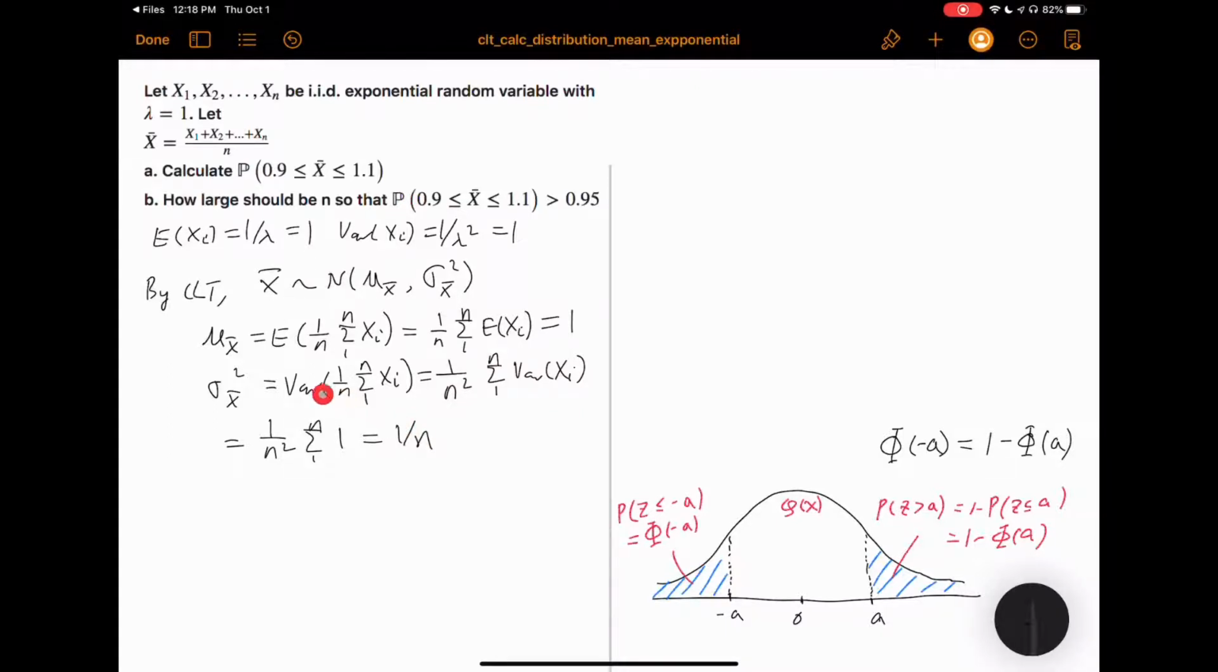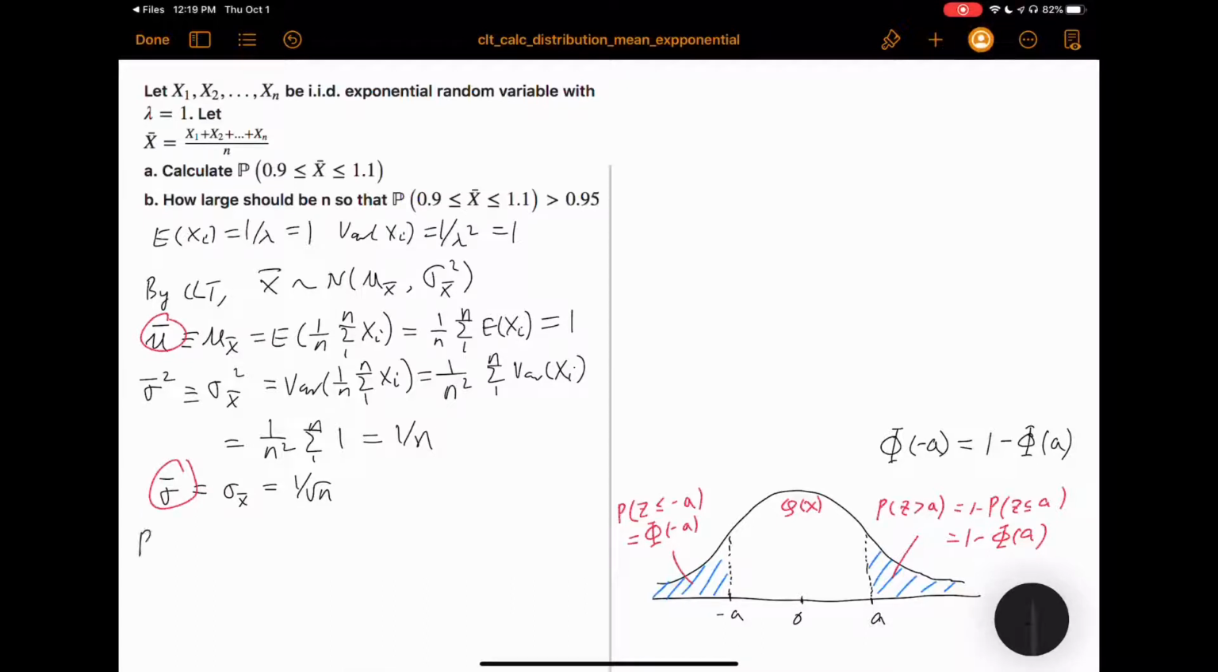Let's simplify the notation a little bit. For mu X bar, let's call it mu bar. For sigma X bar squared, let's call it sigma bar squared. Now, because sigma bar squared is equal to 1 over n, sigma bar, which is equal to sigma X bar, is equal to 1 over square root of n. So now we have mu bar calculated, and we have sigma bar calculated. We are ready to calculate the probability.